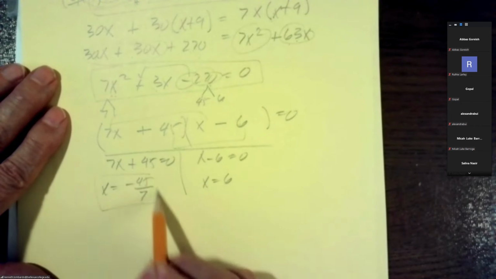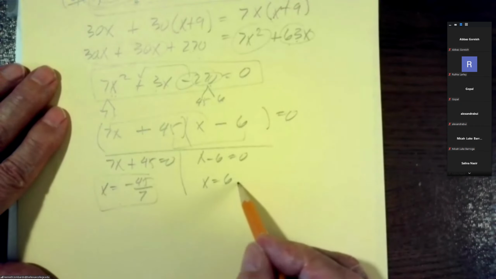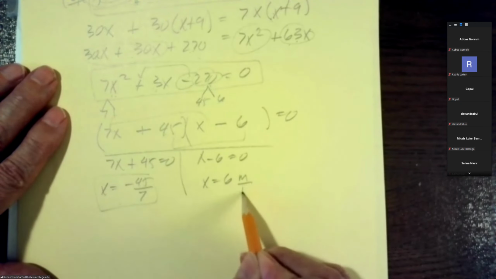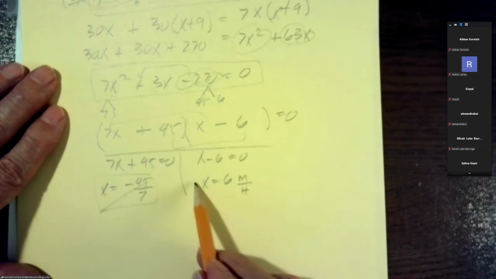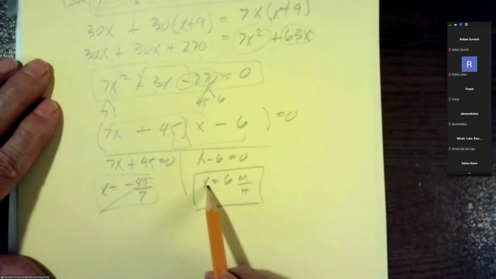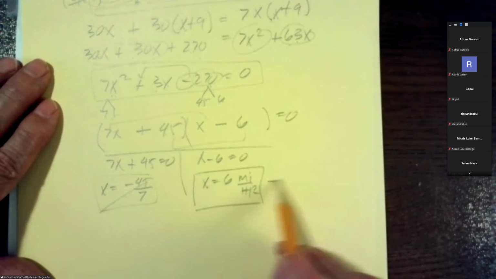And this would give us a negative velocity, wouldn't it? This gives us a positive velocity, and we're looking for miles per hour. This is a negative miles per hour, so we're going to reject that one and say that our solution is the speed we're looking for. The average velocity on the return trip is 6 miles per hour.